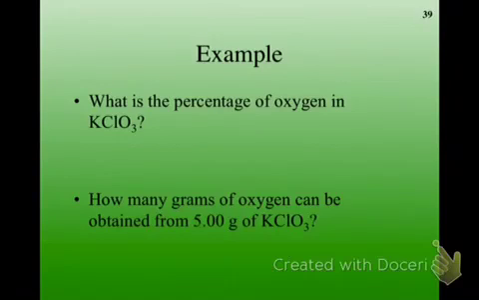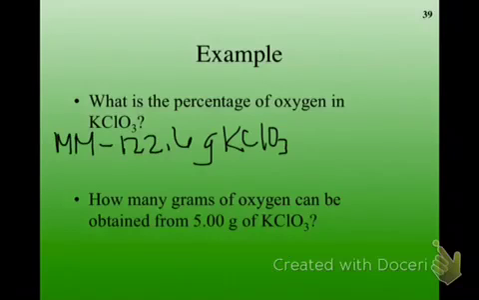Okay, here we go. So next I want to find the percent of oxygen in potassium chlorate, KClO3. So I'm going to do this the same way. I'll give you a minute to calculate the molar mass of potassium chlorate, and hopefully you should get a mass of 122.6 grams of KClO3.